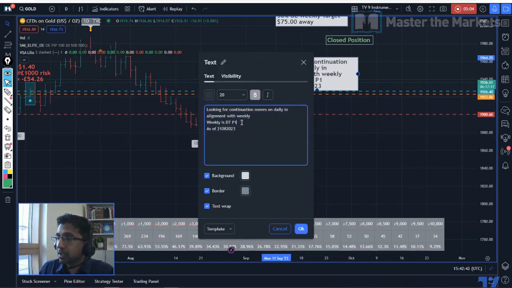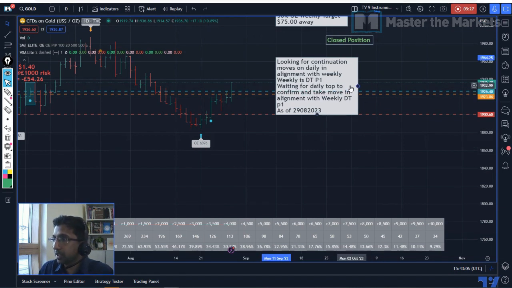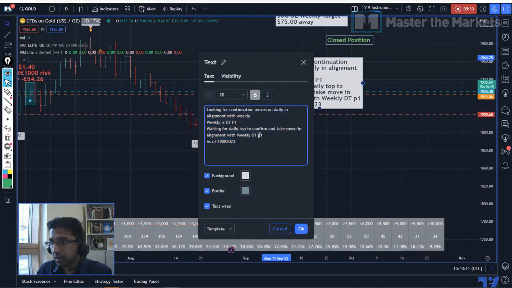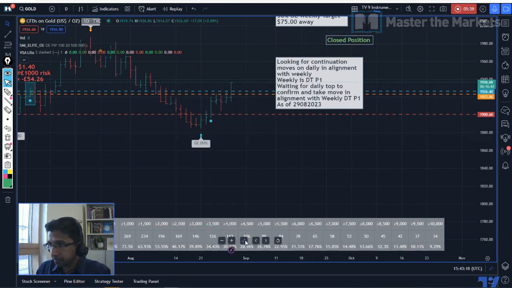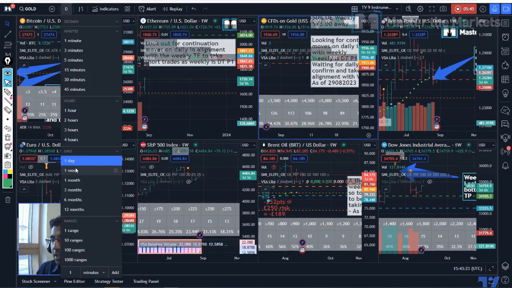Weekly is downtrend phase 1, waiting for daily top 2, confirm and take move in alignment with weekly ETP1. Okay, as of, I'll just put the date, 29 August, and that's what we would do over here, all in real time, isn't it? Right, traders, yeah? So I'll do that, all right? Cool. Now, that is to do with gold. I'll put it back on weekly.